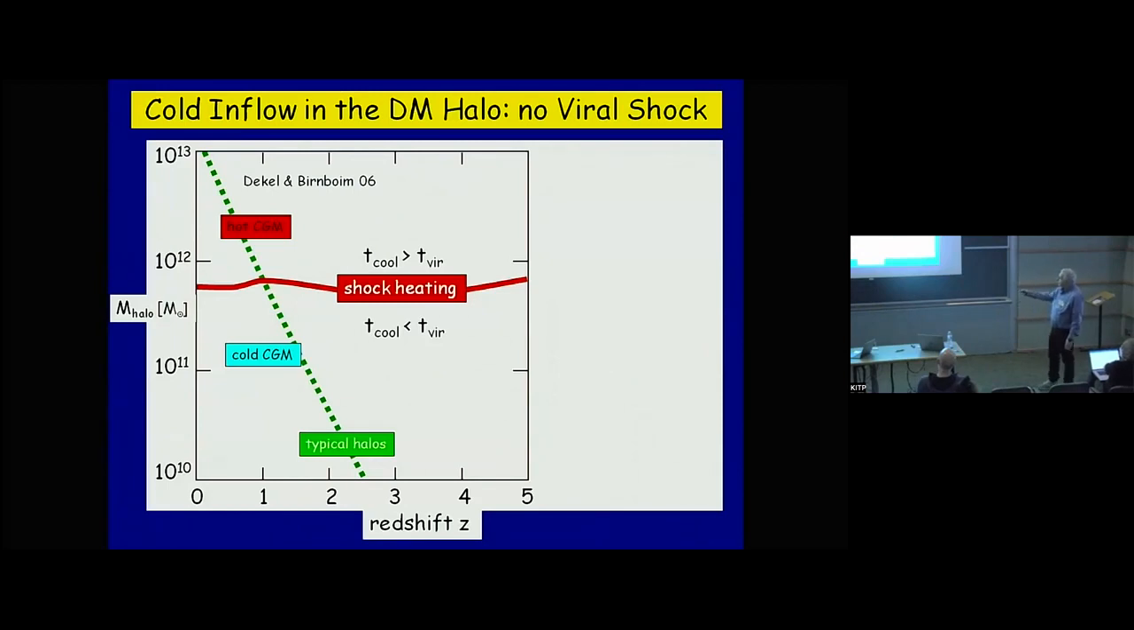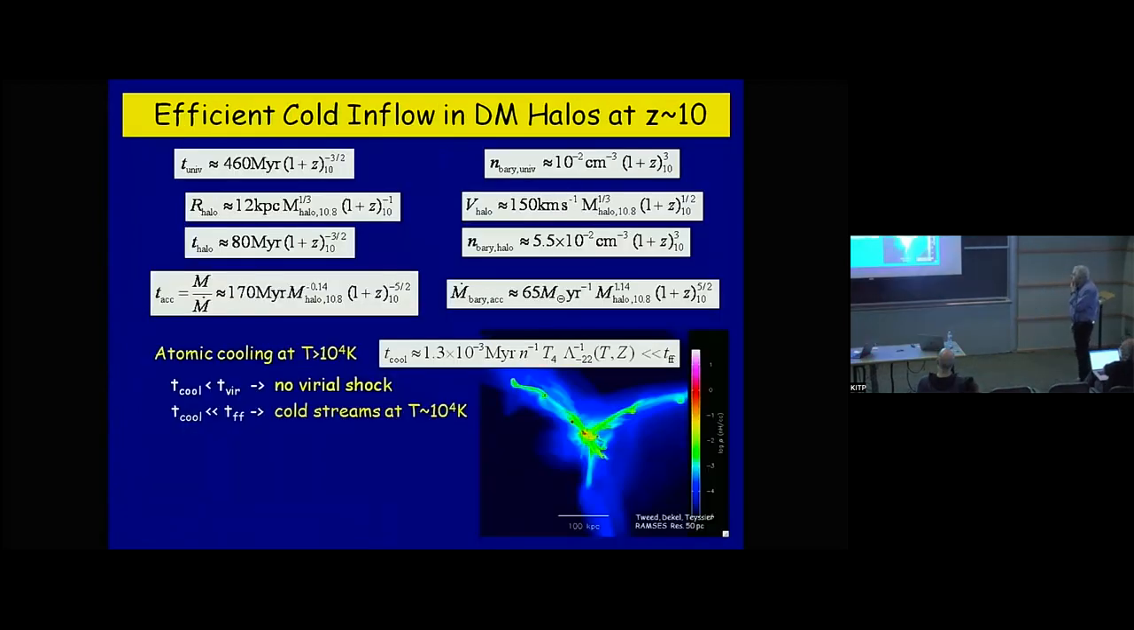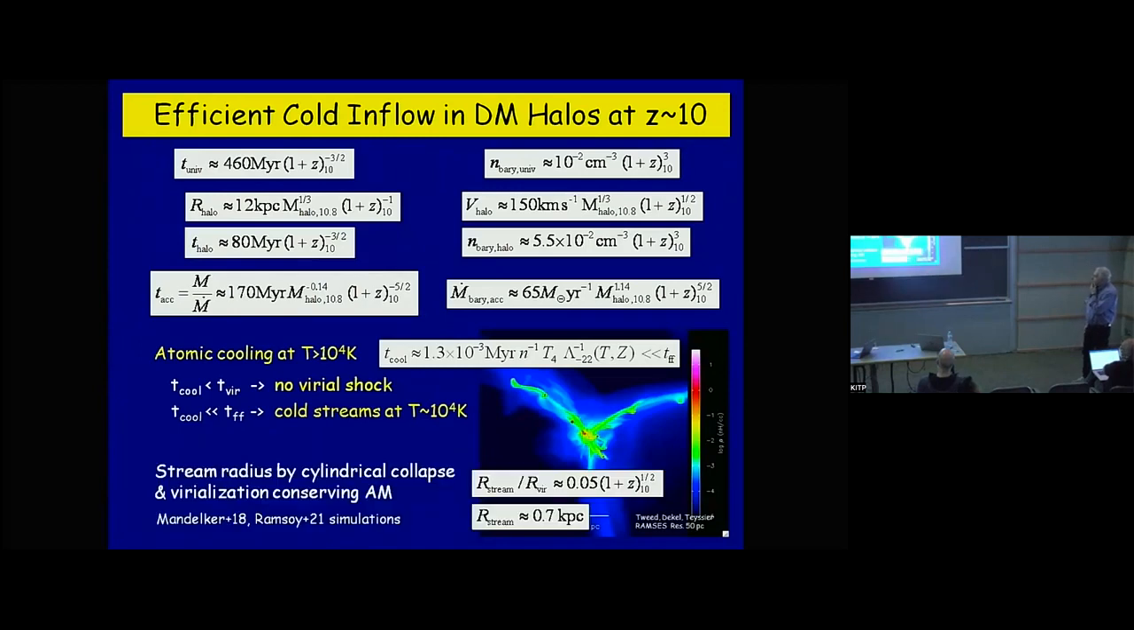In this diagram from Dekel and Birnboim, we looked only out to redshift 5, but now it can be extended, the same calculation, to redshift 10, and you find that the galaxies we talk about can cool very efficiently as they flow in. It's in a cold flow regime. They flow in streams of 10^4 degrees. You can ask what is the radius of the streams. So I asked again, what is the radius of the stream? And that's what he told me, something below 1 kpc from their simulations. The other way is to estimate this more analytically from cylindrical collapse, and you get roughly the same. It's important for the calculations that come after that.